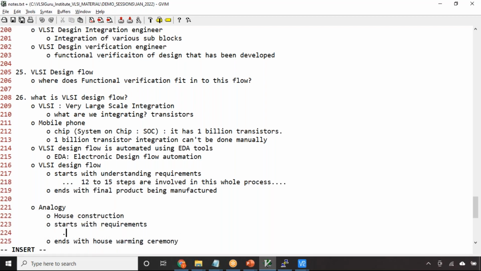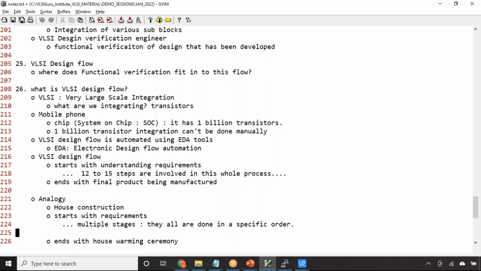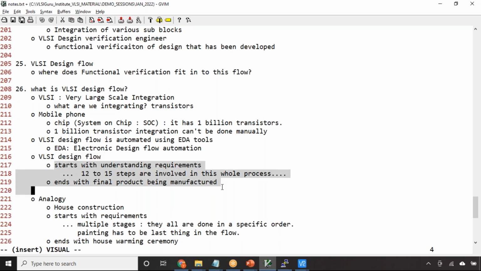No, right? It goes through various stages, multiple stages, and they are all done in a specific order. What I mean by this example is, painting has to be almost the last thing in the flow. Like the way there is a specific order in which we do things in house construction, even in VLSI design flow, things are done in a specific order.